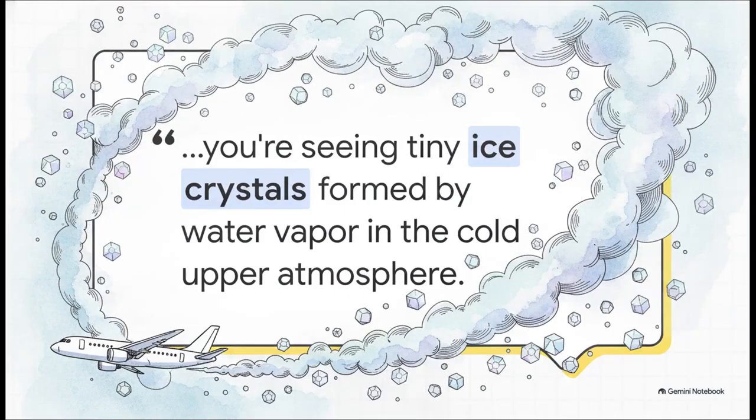I want to leave you with this exact takeaway today, because it just perfectly summarizes the amazing science we just covered. So the next time you see a white line behind an airplane, you're seeing tiny ice crystals formed by water vapor in the cold upper atmosphere. It's not smoke, it's not pollution, it is the majestic, rapid-fire physics of water changing its state in the absolute extremes of our planet's atmosphere, made totally visible by the sheer power of aviation.